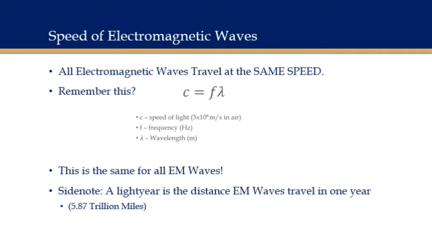Side note, a light year is the distance an electromagnetic wave will travel in 1 year, which is about 5.87 trillion miles. Very fast.